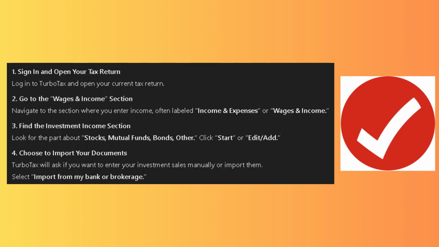Click Start, and Edit and Add. Choose to import your document. TurboTax will ask you if you want to enter your investment sales manually or import them. Select Import from My Bank or Brokerage.